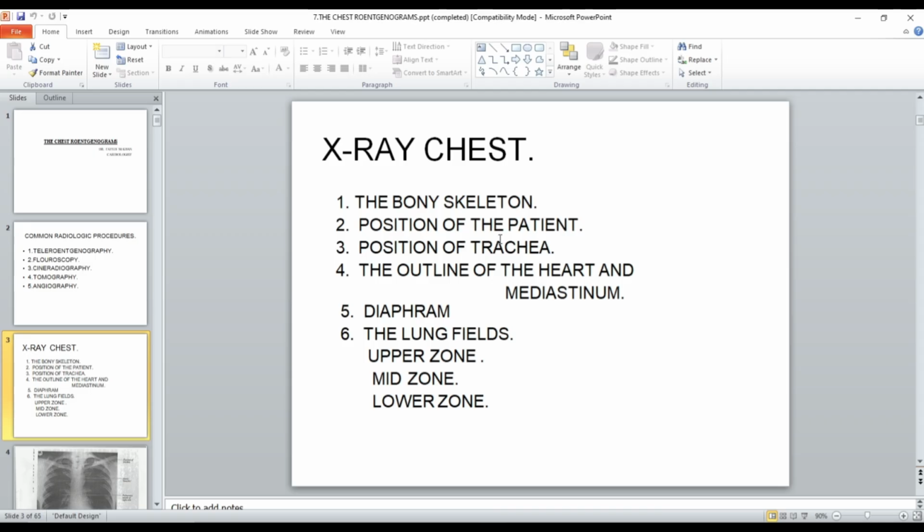Then position of the trachea. For position of the trachea, we have to see in the superior mediastinum. A dark column is seen containing air, because air is translucent, and the trachea is seen as a dark column in the center of the superior mediastinum. Sometimes the two bronchi can also be seen originating from the trachea. The outline of the heart and mediastinum, diaphragm, and lungs will be discussed in the next slide.